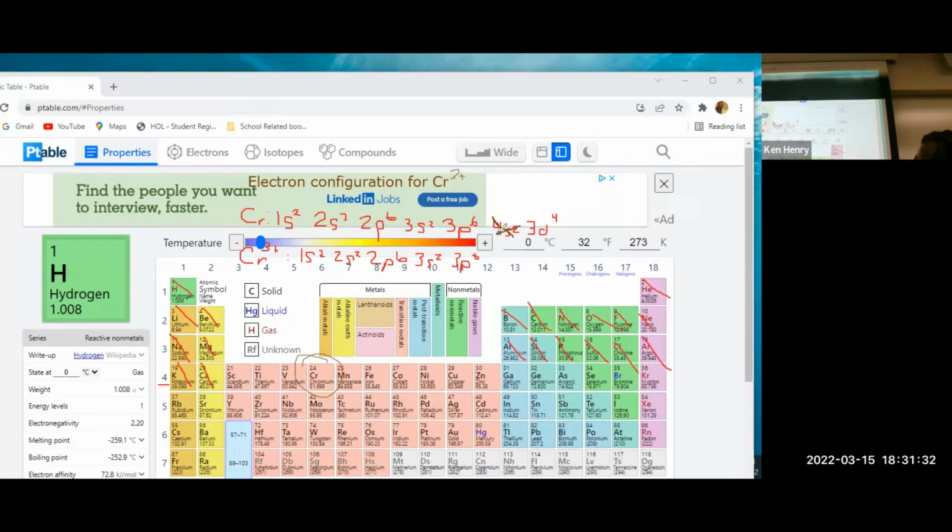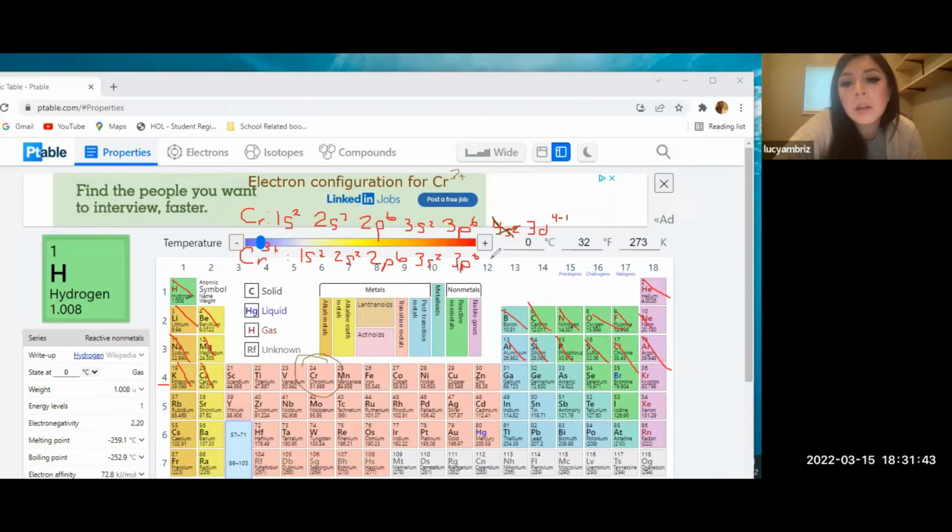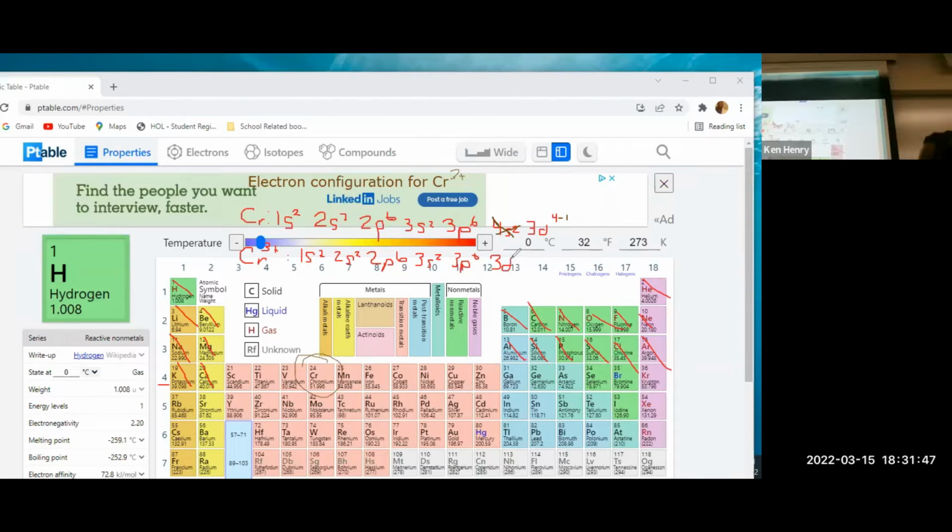So we're removing both of those, so there's not going to be any 4s. And we're going to subtract 1 from here. So then what's going to be the final outcome? The same, but at the end it's 3d3. 3d3 with no 4s, right?